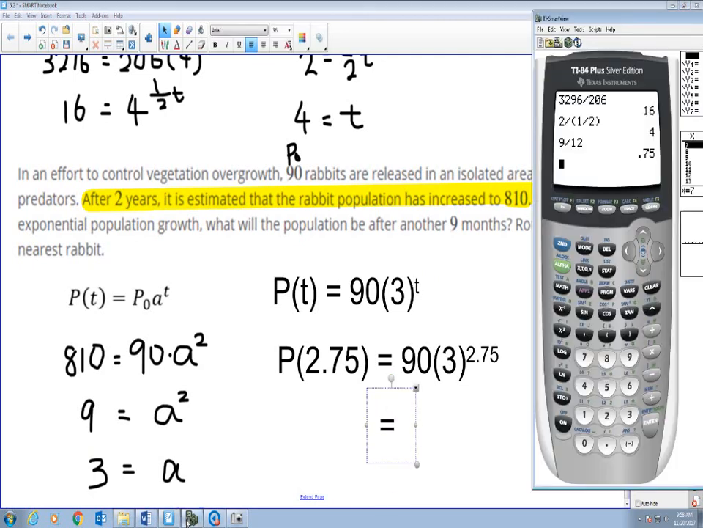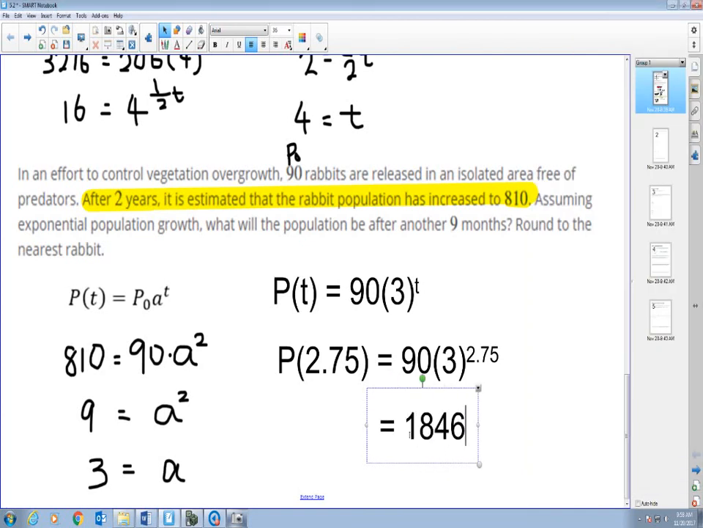Alright, let's put this in a calculator. Initial population times the growth rate raised to the 2.75 years. Rounding to the nearest rabbit, there'll be 1,846 rabbits. So this is very crazy because at 2 years it is only 810. Another 9 months later, you will actually grow over 1,000 rabbits. Alright, that's all this problem is. Okay, let's look at another one. Let's practice this.